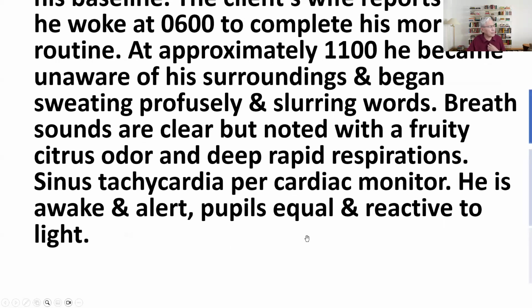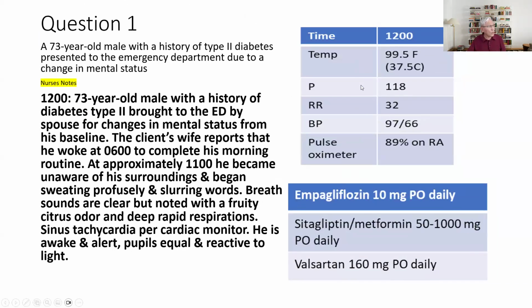He is awake and alert, pupils equal and reactive to light. So just thinking about it, how will you differentiate HHS and DKA? We're going to rely on the labs, right? Because one is pointing to HHS and the other one is pointing to DKA. So let's see what labs are going to show us. The temperature is 99.5, so the temperature is high because of the dehydration. Pulse is 118, the same thing because of the dehydration. Respirations might be because of acidosis.